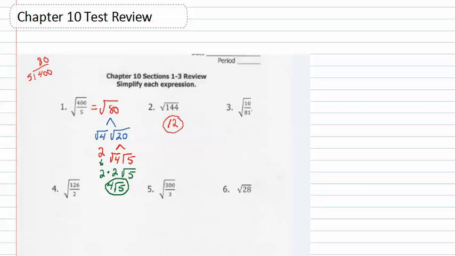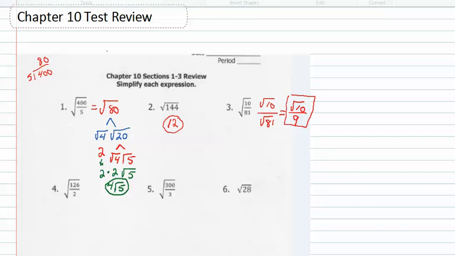Okay, number 3, I look inside of my radical or square root symbol, and can I simplify that fraction in any way? And I cannot. So at the top I have radical 10, at the bottom I have radical 81. Okay, so what's the square root of 81? It's 9, so that's my denominator. And then I have radical 10 at the top. Is there any perfect square within radical 10? 1 and 10, 2 and 5. There's not. So there's my answer choice for number 3.